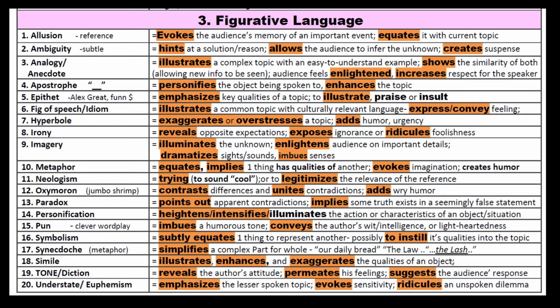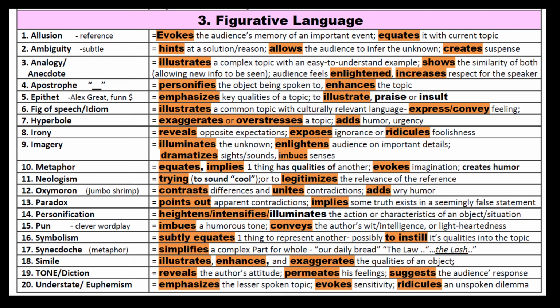For figurative language, you have the allusion evokes the audience's memory of an event. The analogy illustrates a complex topic with easy-to-understand examples. Apostrophe personifies. Figurative language illustrates, hyperbole exaggerates, irony reveals opposite expectations, imagery illuminates, enlightens, dramatizes with sights and sounds. Metaphor implies or equates one thing to another, evokes imagination. Let's go to paradox, which points out apparent contradictions but implies truth. Personification highlights or intensifies the characteristics of an object or an inanimate object or situation or noun or thing.